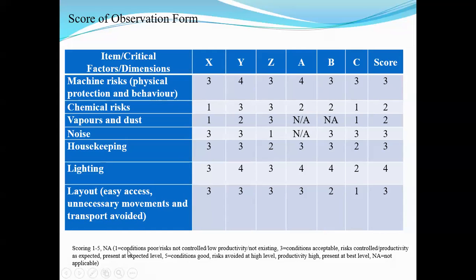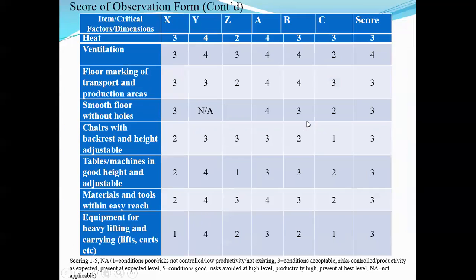What is the meaning of 1? 1 means the condition is poor, risks not controlled, low productivity, not existing. Similarly, 3 means the condition is acceptable, risk controlled, productivity. 5 means the condition is good, risk avoided, high level productivity. NA means not applicable. We consider this item, the critical factor observation form.